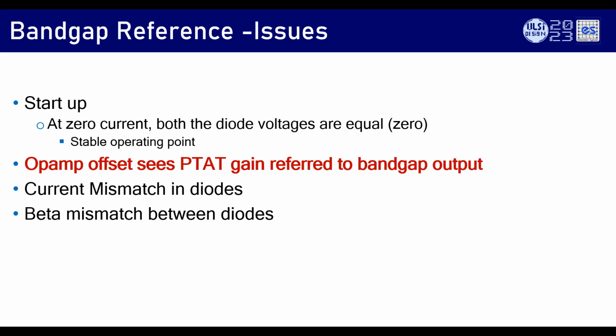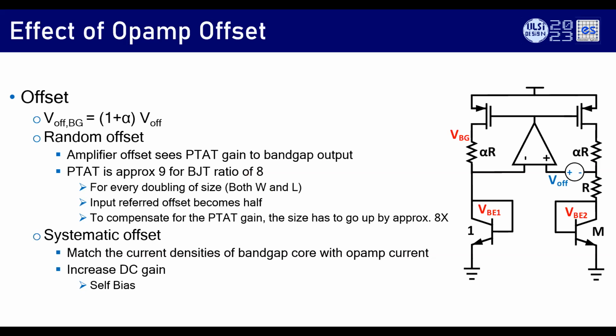Okay. The next is operation amplifier offset. The idea is that, let's say the operation amplifier has an offset VOFF. For all our analysis, we'll say that VB1 is not changing. That offset appears across the resistor, so it generates a current. If you refer to VBG output, you'll get 1 plus alpha times V offset. Very simple.